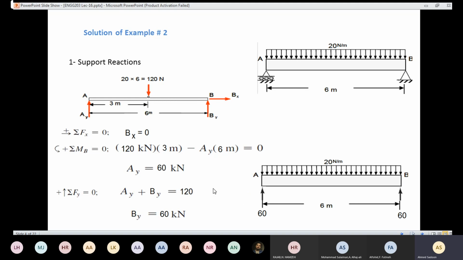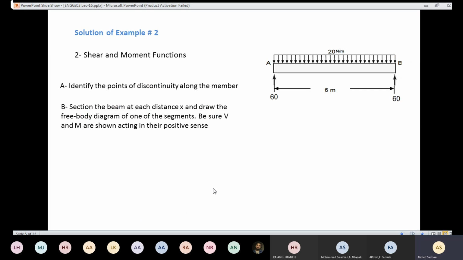Then I'm going to move to the second step. In the second step, we need to know the shear and the moment functions. In order to do that, we need to use the method of sections. We need to cut at a random distance x. And in order to do that, we need to know the points of discontinuity.